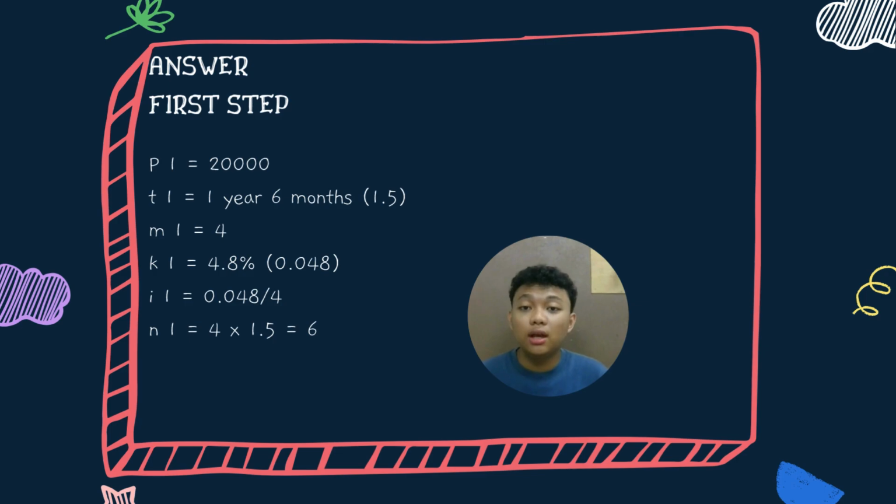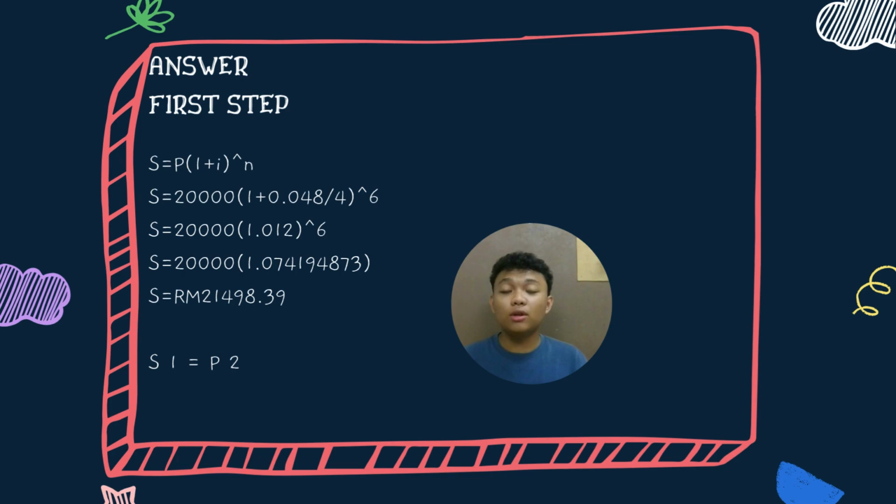This is the first step. We need to know P1 is 20,000, T1 is 1 year and 6 months, M1 is 4, K1 is 4.8%, I1 is 0.048 divided by 4, N1 is 4 times 1.5 equals 6. For the C question, we also need to find the S.